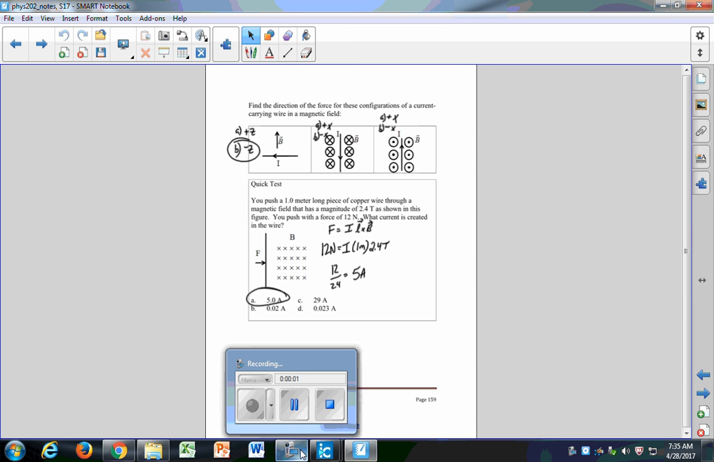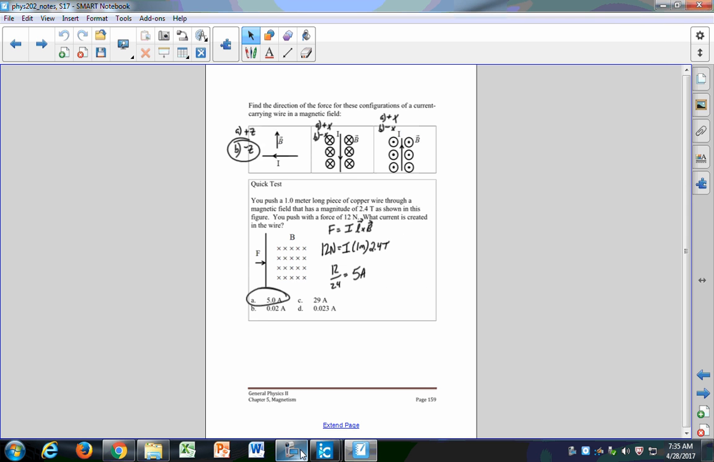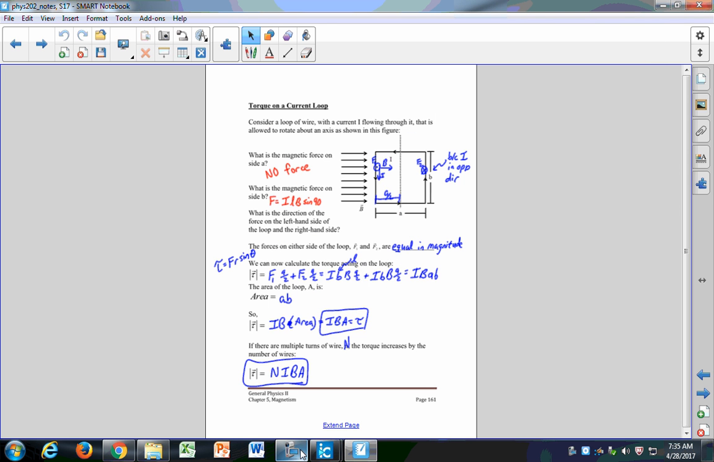All right, just some examples of problems that we had. You can see the torque on a current loop. This comes up with our motors and our generators, the amount of torque that they give. Largely, this is just knowing the equation sheet and knowing how to apply the equation that we have, because we can calculate the torque, and this is given to you on the equation sheet. This is the number of coils of wire times the current times the magnetic field times the area.